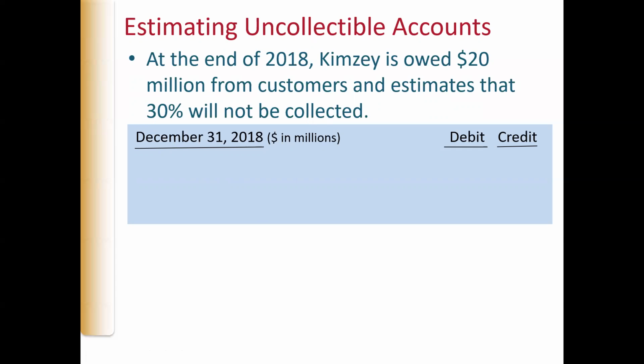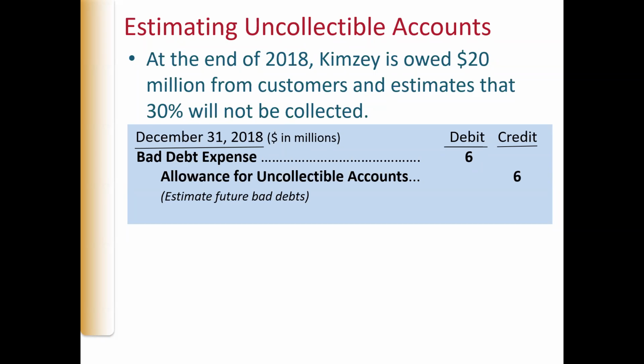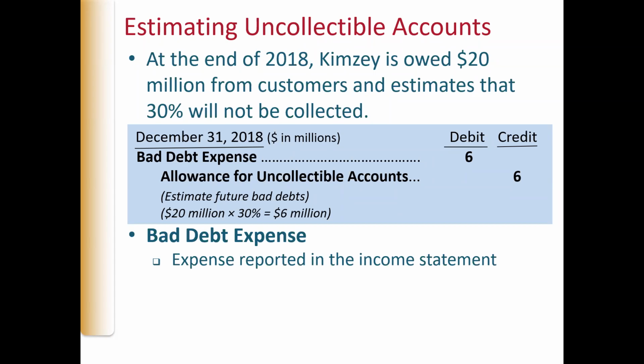So what we would do is we would debit bad debt expense, which we know is an expense, 30% of 20 million, 6 million. And we credit this contra account called allowance for uncollectible accounts of 6 million. Now this allowance will offset the asset accounts receivable. Okay, so it estimates our future bad debt expense.